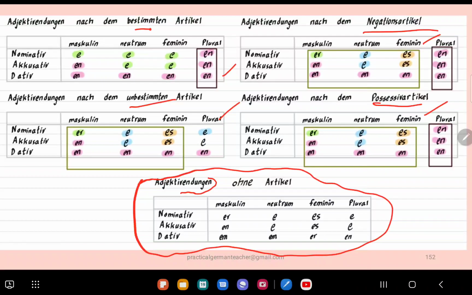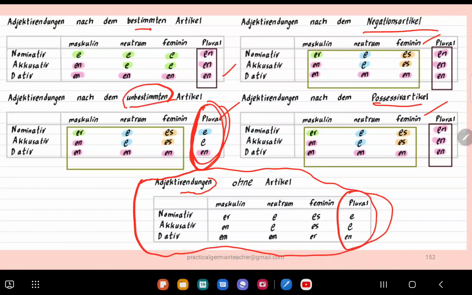By the way, this is not completely correct because unbestimmte Artikel does not exist for plural cases. So it actually means no article. If you see this one and this one, they are both the same.